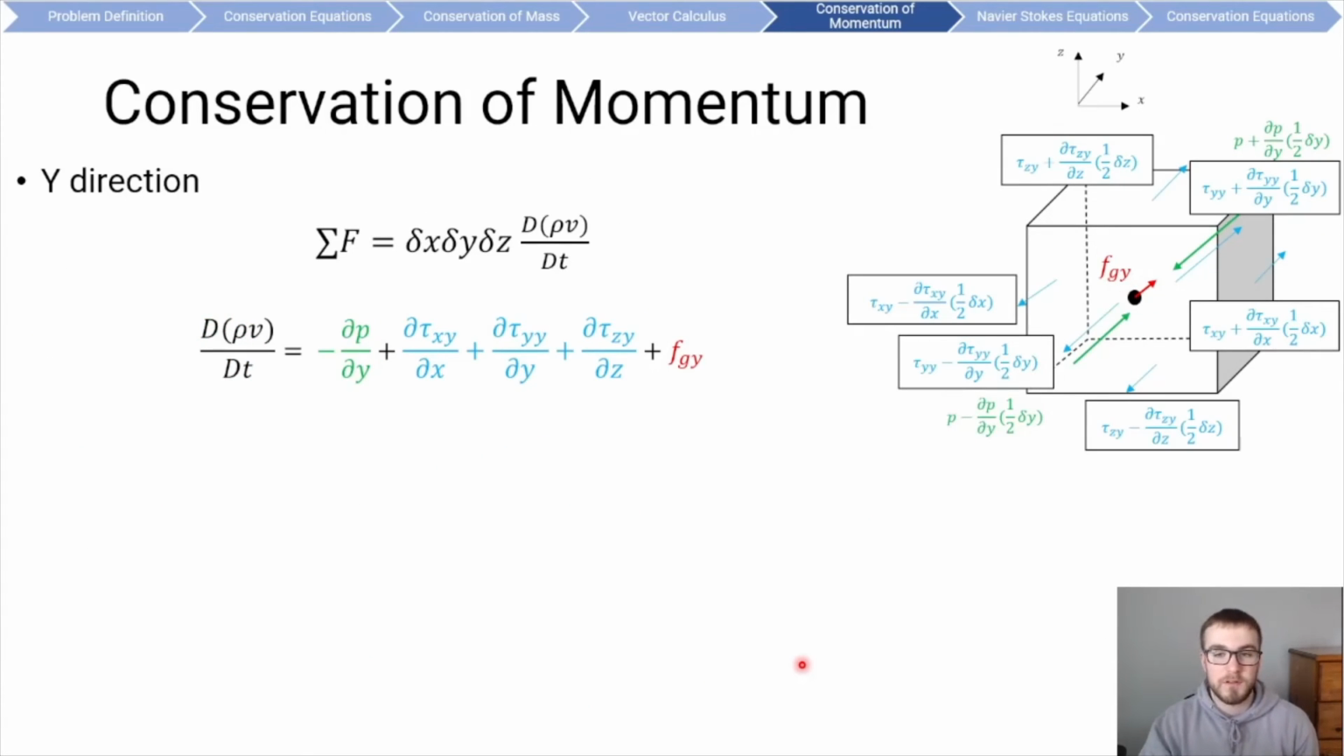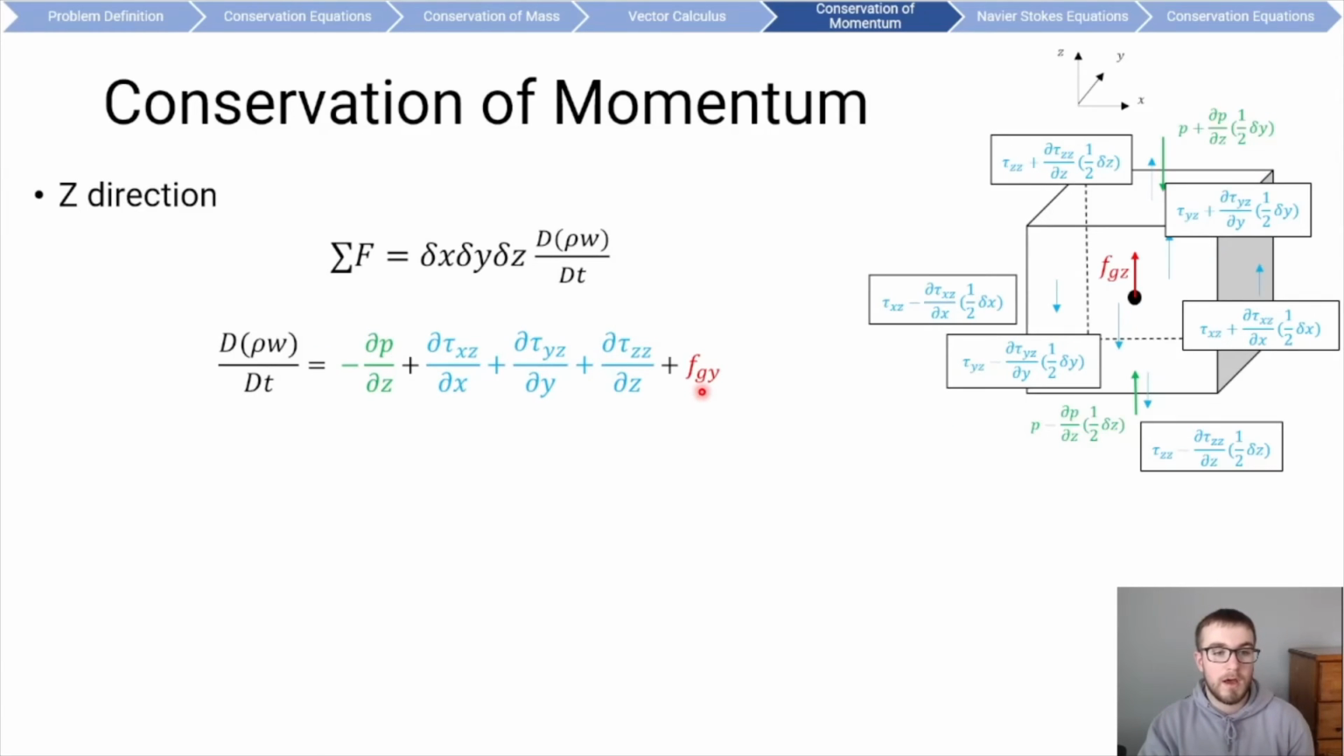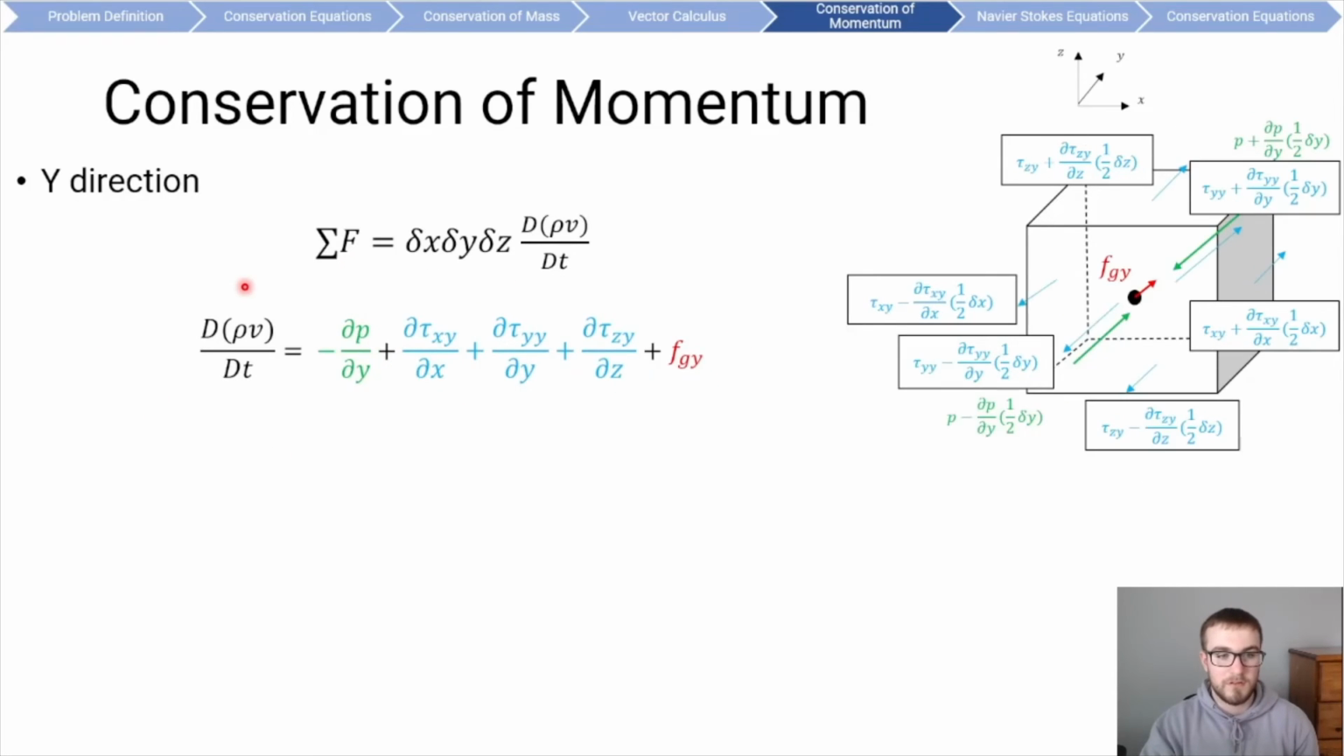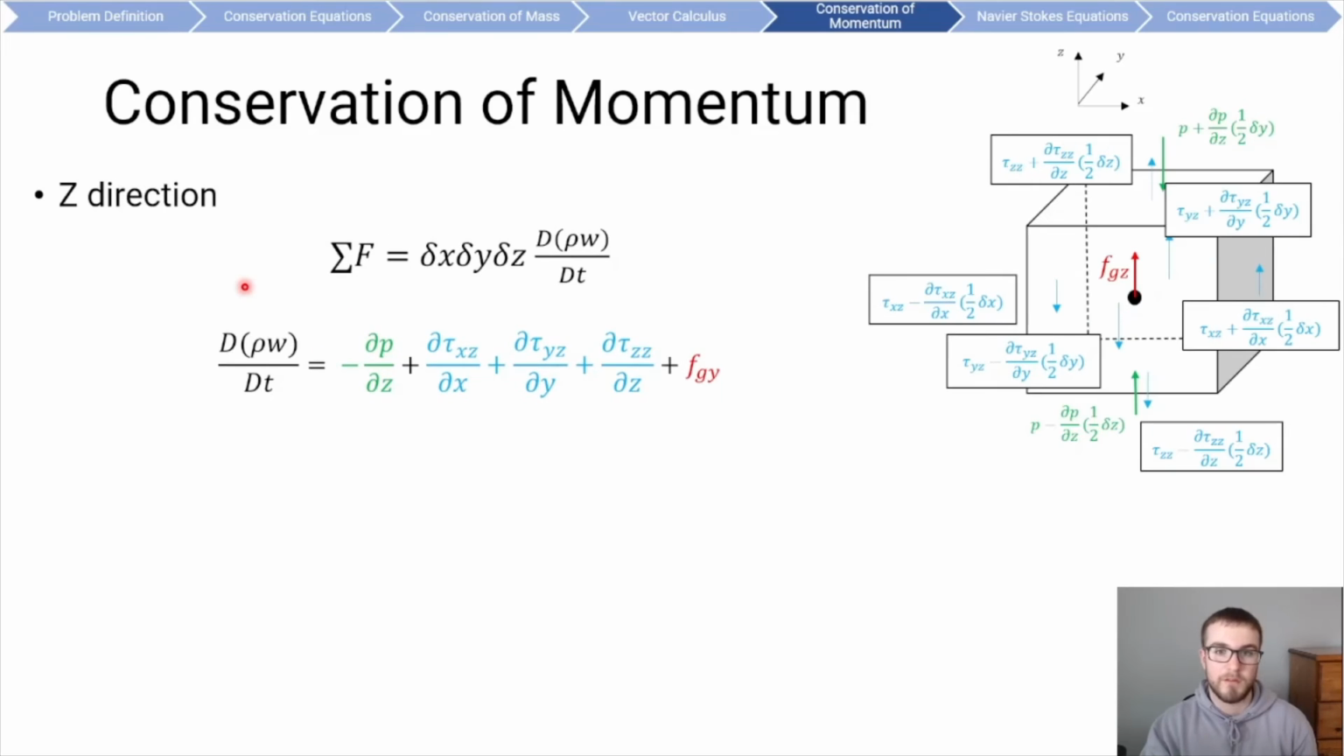A similar process can be applied in the y direction, and we get a quite similar expression for the conservation of momentum in the y direction, and similarly in the z direction. I will leave it as an exercise for the viewer to go through and make sure that the conservation of momentum in the z and the y directions is in fact equal to what I have shown on screen.